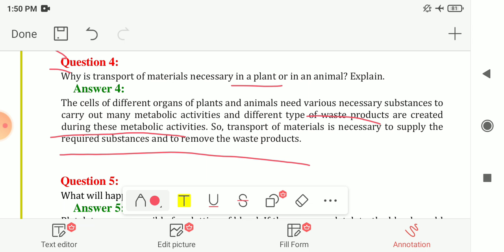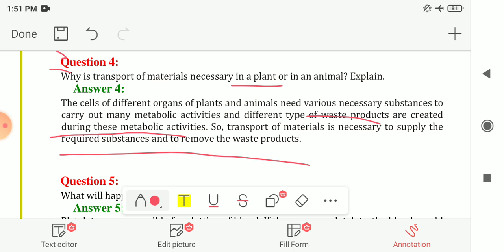So to carry out these different kinds of functions in our body, all the cells require different substances like food, water, oxygen. Then during these metabolic activities, some waste products are also produced in these cells, like carbon dioxide. Then some undigested food is also there in our body. So these kinds of materials or substances are known as the waste products.